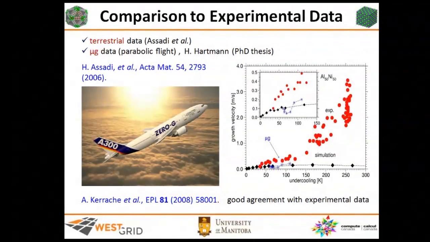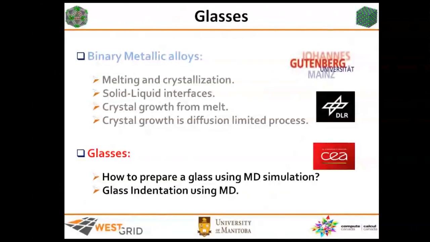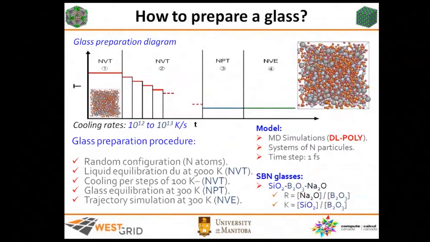Now I will talk a little bit about glasses. To prepare glass using MD simulation, we use almost the same method as an experiment. Experimentally, to prepare glass, you put together all the chemical components required to prepare that glass. You mix everything, put it at high temperature, then quench the system quickly. Using MD simulation, we do the same.